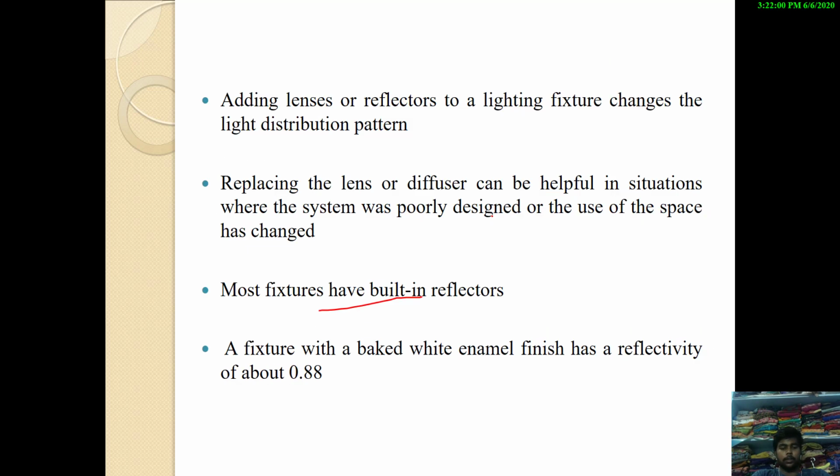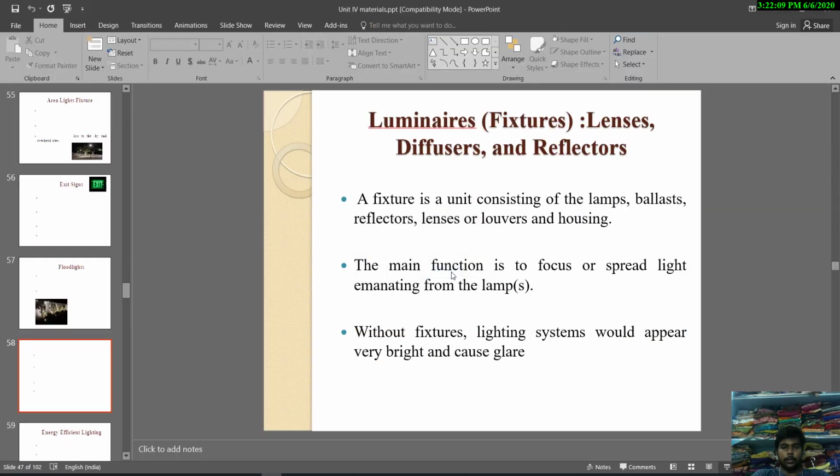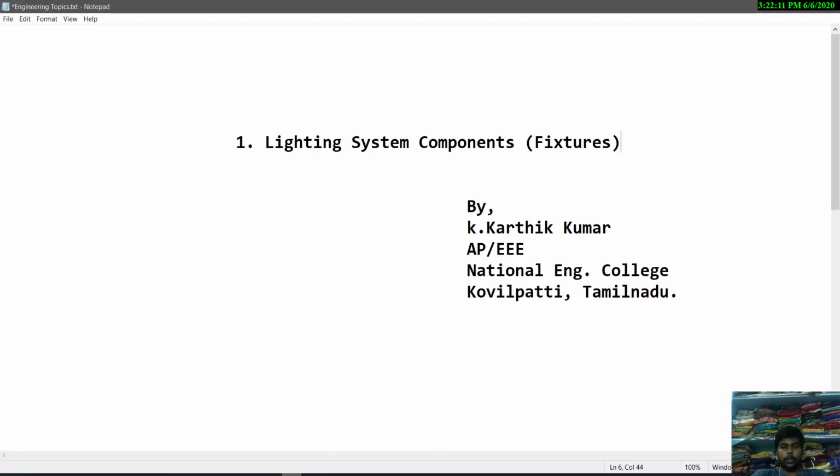In the next video, we will see about energy efficiency, that is energy savings in lighting, and how energy saving can be done in a lighting system. We will see it in the next video.